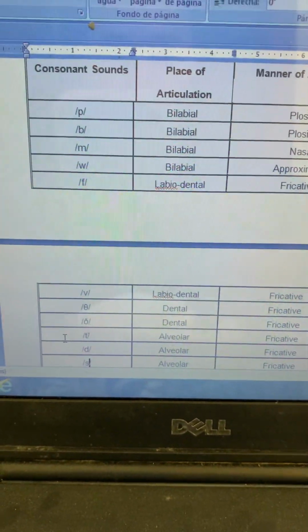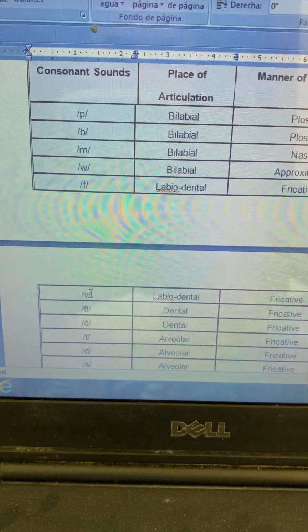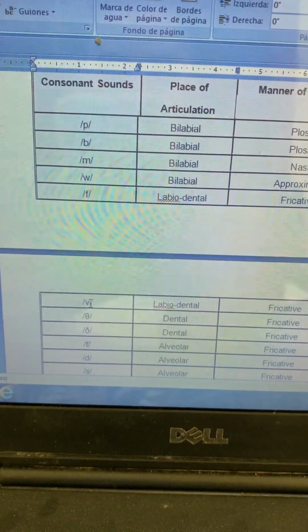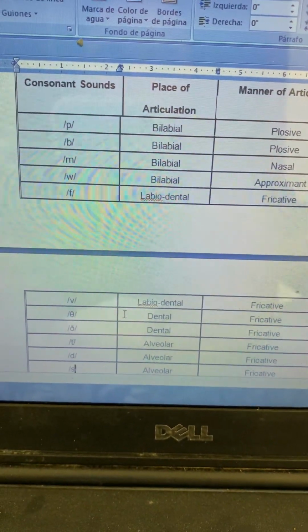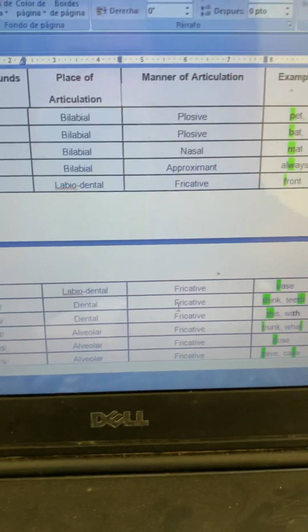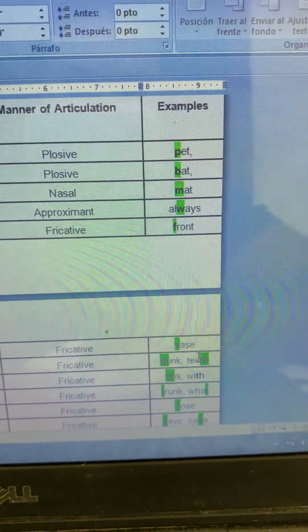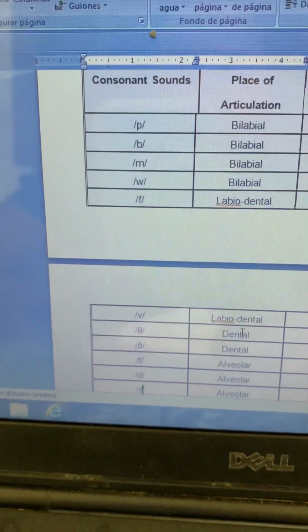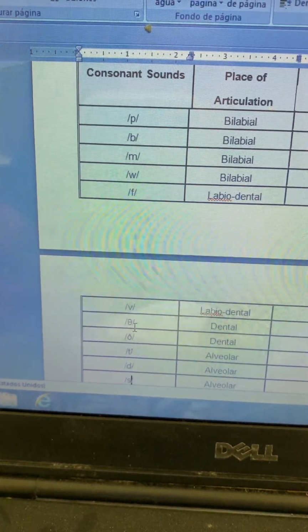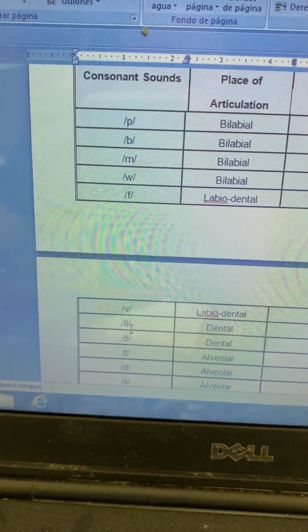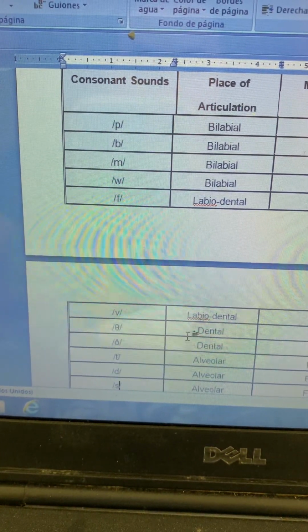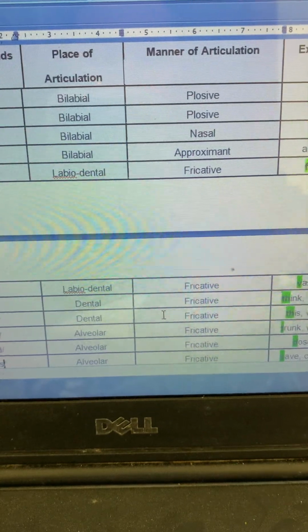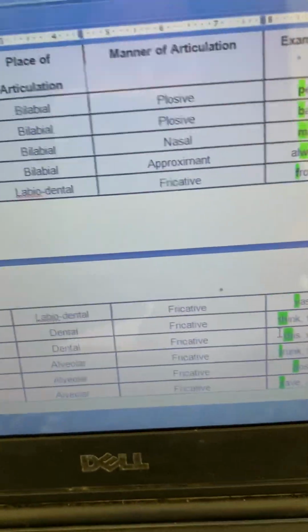Here we have the consonant V, which is voiced, labiodental, fricative. For example, bass. And here we have theta, which is voiceless, dental, fricative. For example, think, teeth.